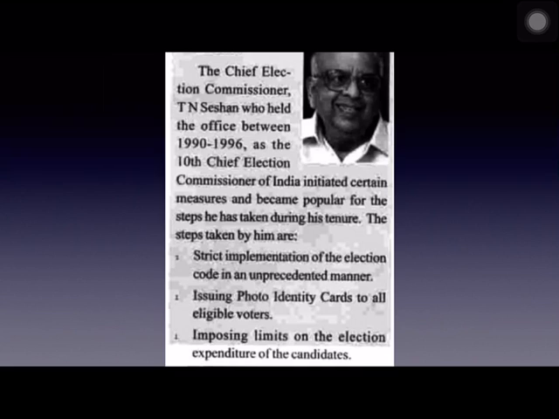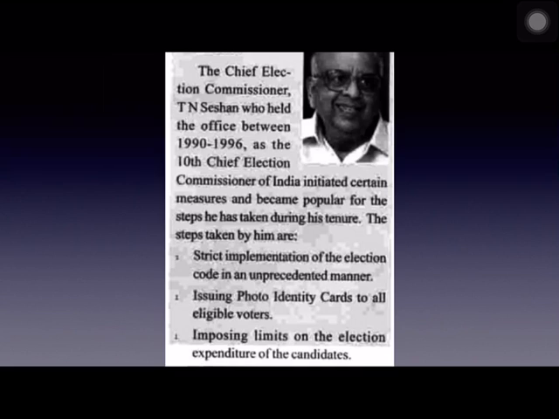Strict implementation of the election code in an unprecedented manner. He implemented the election code in a strict manner, in an unimaginable manner. Strict implementation of the election code in an unprecedented manner, and issuing photo identity cards to all the eligible voters, and imposing limits on the election expenditure of the candidates.